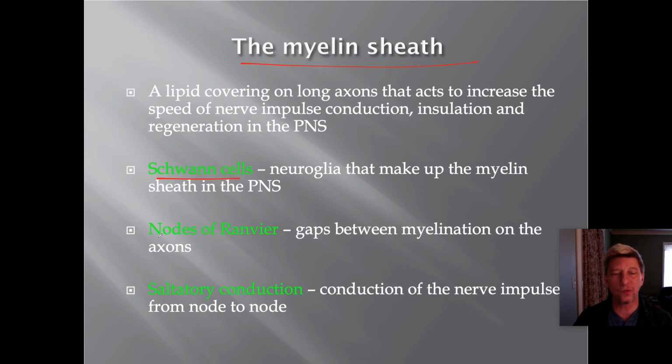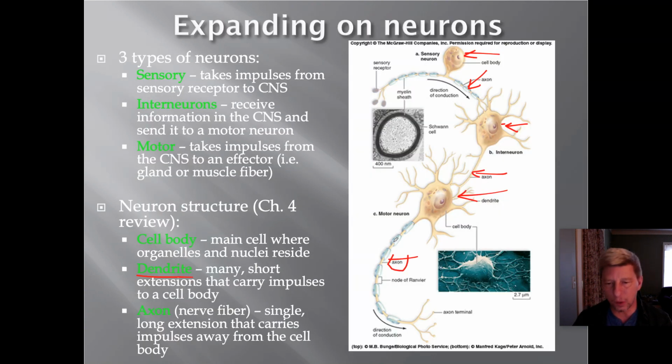Now, the nodes of Ranvier are gaps between myelination. Now, I'm going to go back on purpose this time. And so this right here is a node of Ranvier. You can see one labeled here, okay?